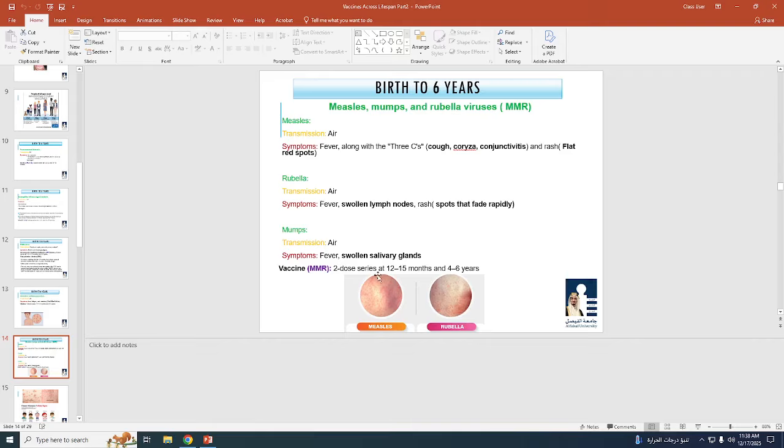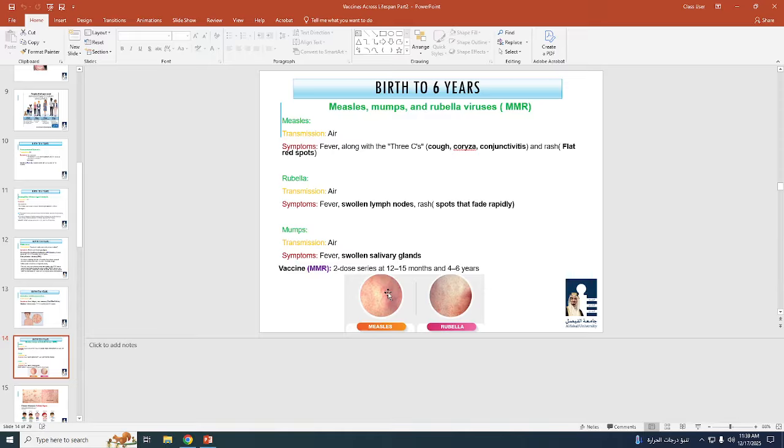We have rubella, measles, and mumps. Mumps is the swollen salivary glands. Rubella has swollen lymph nodes and spots that fade rapidly, like here. However, measles is always associated with symptoms before having the rash. The rash is usually flat red spots, like this one. Flat red spots, very, very red, bright red. But for rubella, it's pinkish.